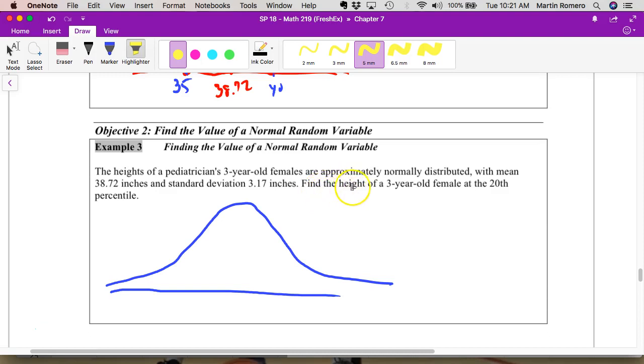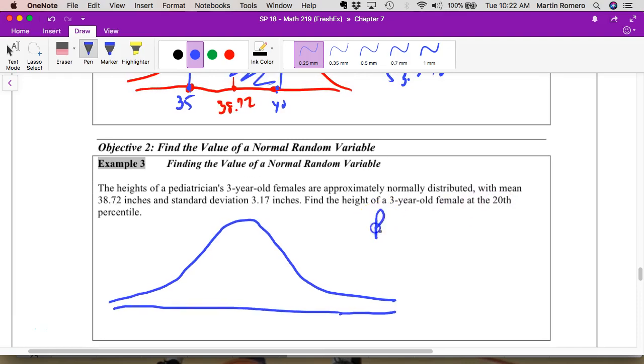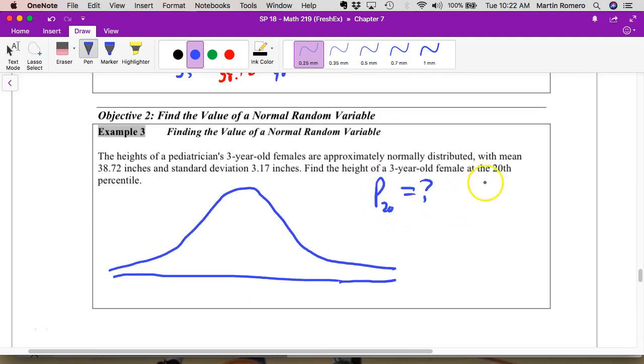We have the same, find the height of a 3-year-old female at the 20th percentile. Oh, so this is a trick, not a trick question, a question that's going to have you think a little bit deeper about it. So we're looking for what's the height of someone in the 20th percentile. So what we're looking for is P20. 20th percentile means, again, percentile is 20% of the people are below this.